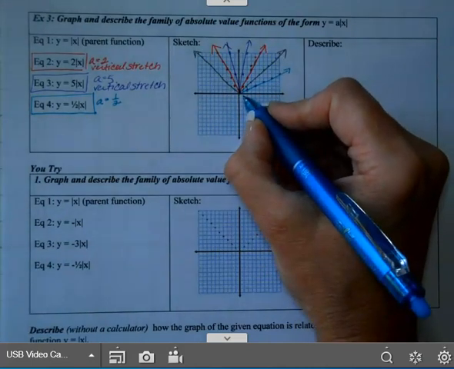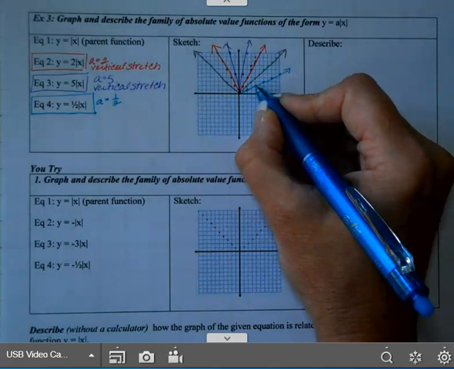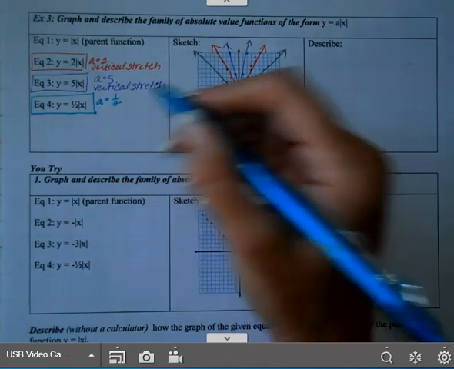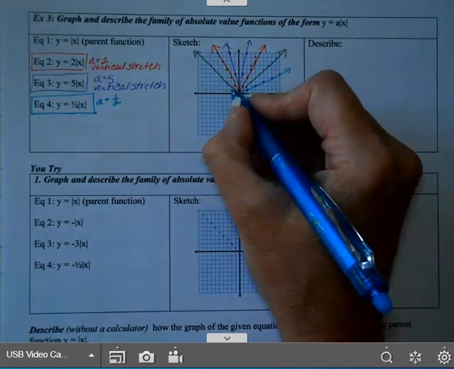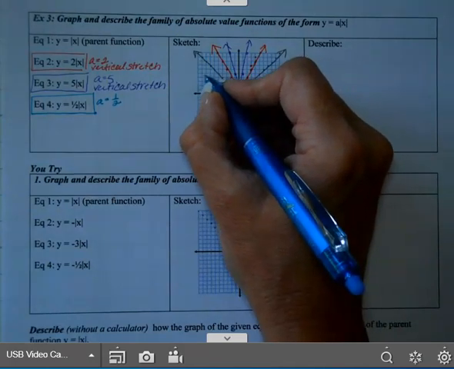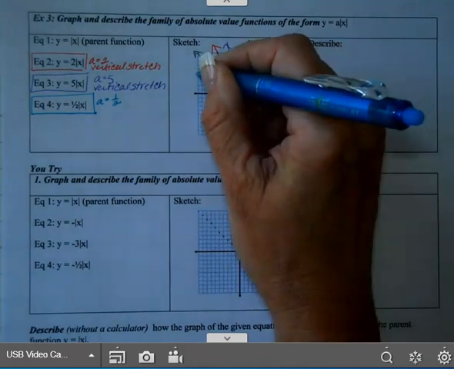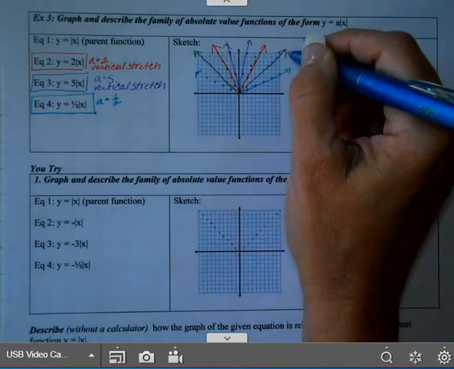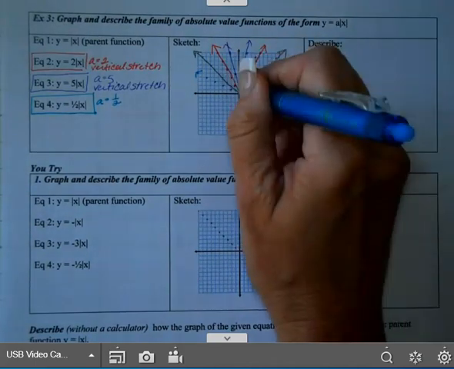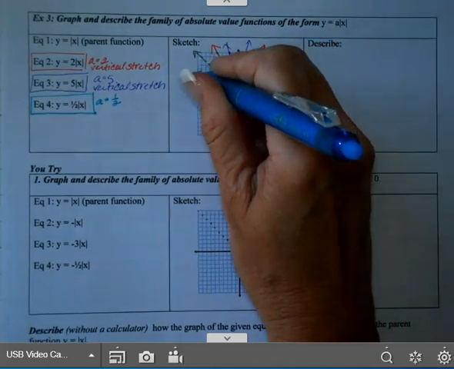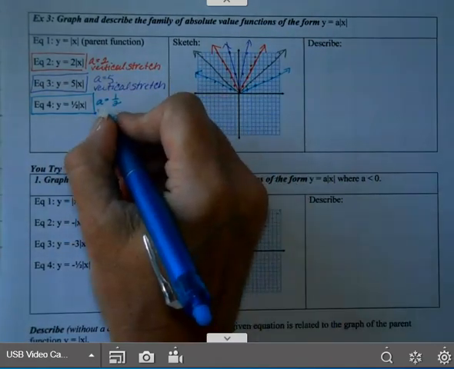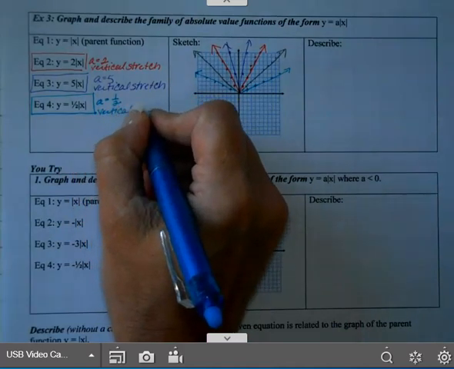The slope on this side is going up 1, right 2, up 1, right 2, which we're going to get to in a second. That A value is the slope of the right side. And it's going to be vertically half as tall as the original. So all the points on the parent function, the y values, you're dividing by 2. So it's half as high. And there's the other side. So this is a vertical shrink on this one.